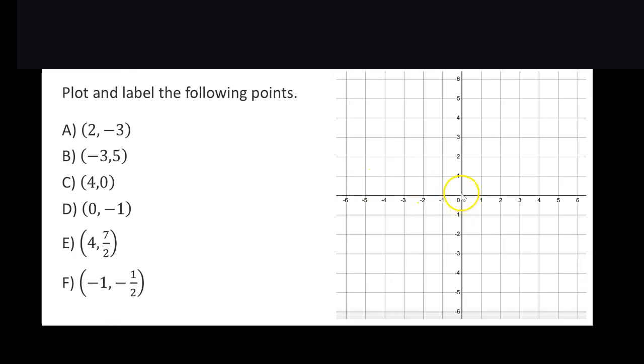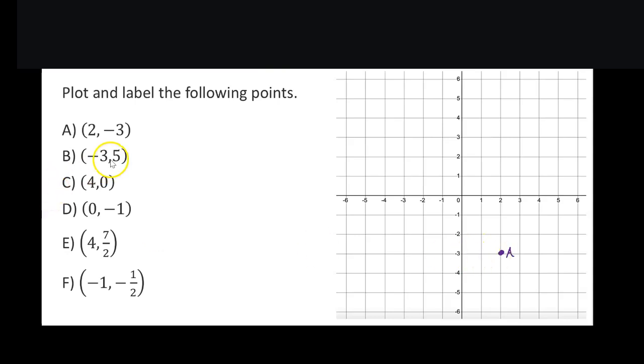So from the origin, from the coordinate point 0, 0, because the first part of the coordinate point is a +2, we're going to move 2 units to the right. And from there, the second set of instructions, -3, indicates that we're going to be moving down 3 units. So from the origin, we travel to the right 2 units and then down 3 units. And we're going to go ahead and mark that point and label it with the A.